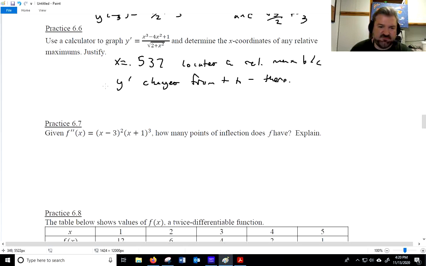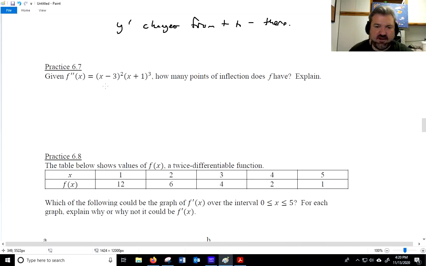Okay, practice 6.7. Given that f double prime is equal to x minus 3 squared times x plus 1 cubed, how many points of inflection does it have? Well, let's solve it equal to 0. All right, well, I think you can see that x equals 3 and x equals negative 1 would be the values, right? We'll put them on a number line and see if they change signs.